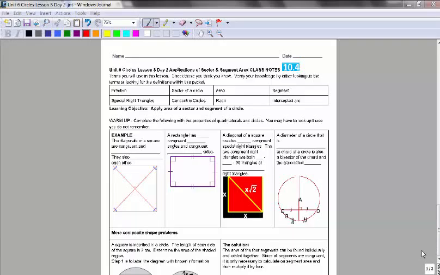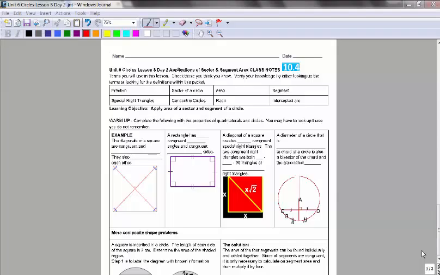Okay, we're doing lesson 8, day 2, some more of sector and segment areas. We'll do some application problems today, talking about the same concepts as yesterday. But we need to include some old stuff that we learned about circles and polygons. So let's do a little review.